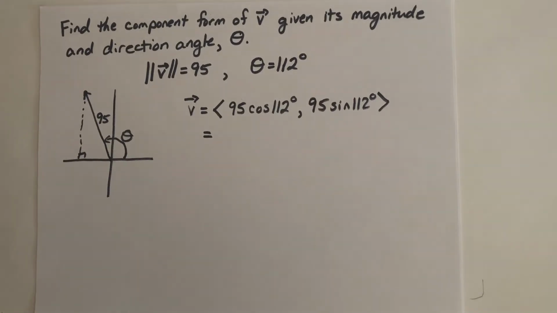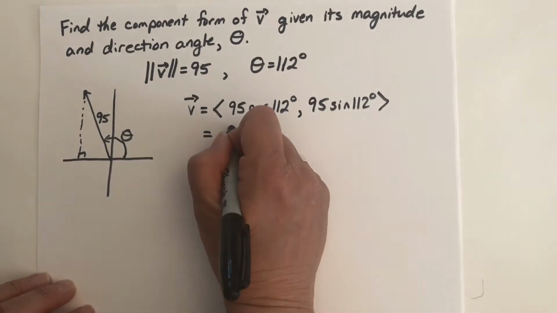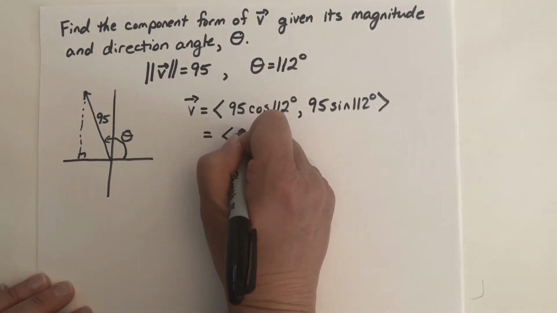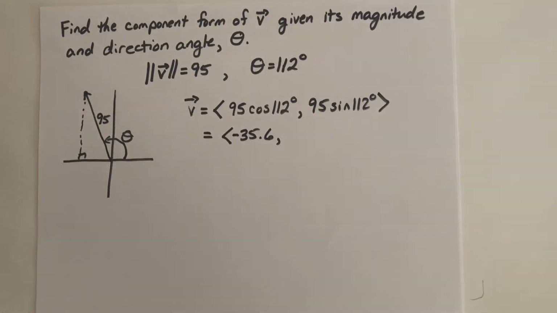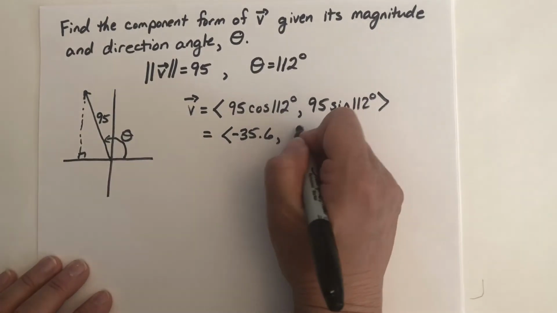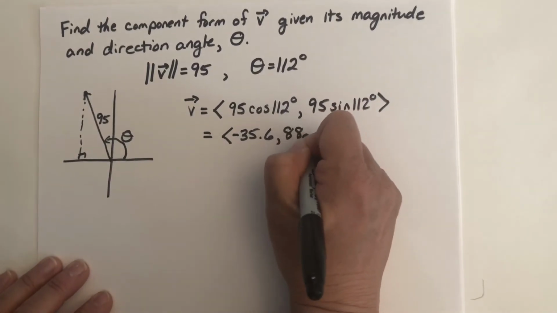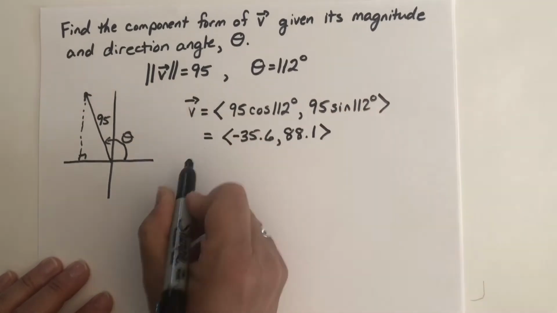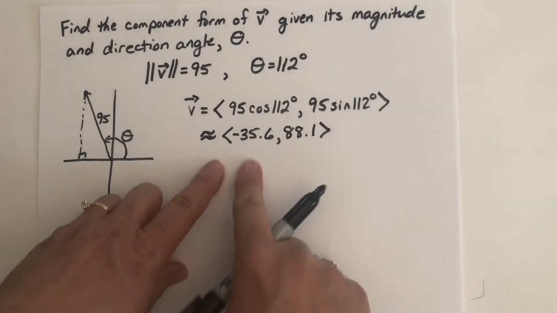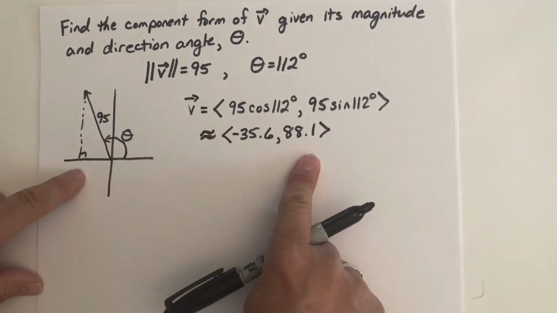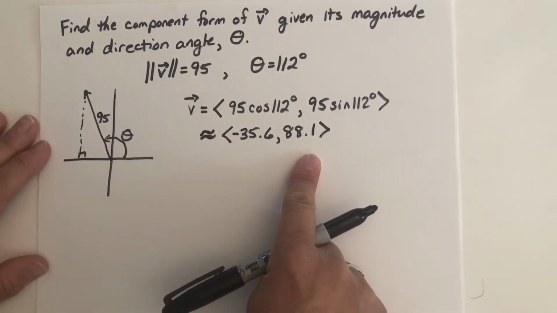We have 95 times the cosine of 112 degrees, and to the nearest tenth you get negative 35.6, and we have 95 times the sine of 112 degrees, and you get 88.1 to the nearest tenth. So this is actually approximately equal to right here, and not exactly equal. And I peek back at my picture, and it seems about right to me.